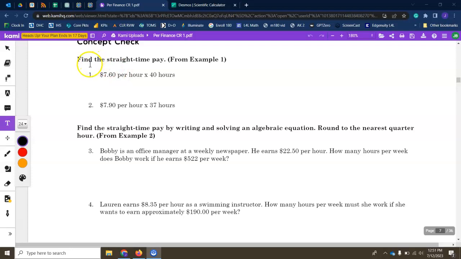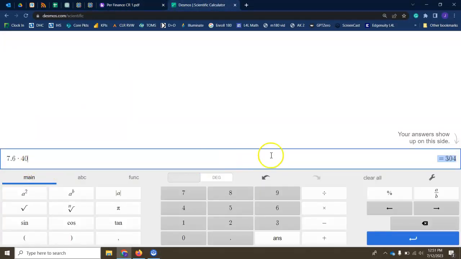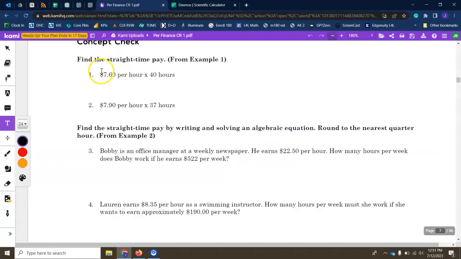In the concept check, they give you some very straightforward questions that you'll be able to answer on your own, because these are just basic calculations that you could use a Desmos calculator for. As you can see, I've already done one, which was $7.60 times 40 hours. And number two, again, you're multiplying. Somebody has a job and they pay $7.90 per hour, and that person worked 37 hours. Multiply that, and you will know how much that person's getting on their paycheck for those hours worked.